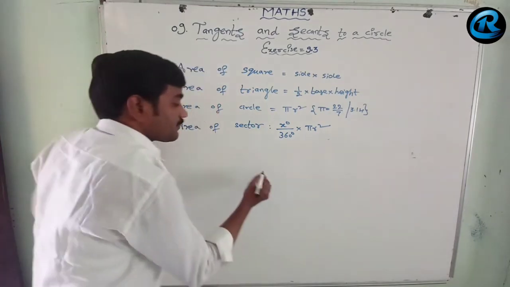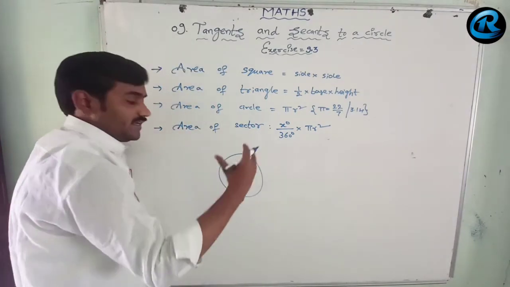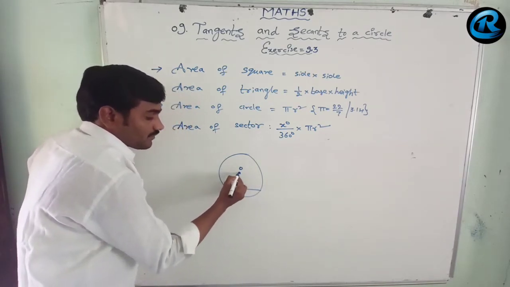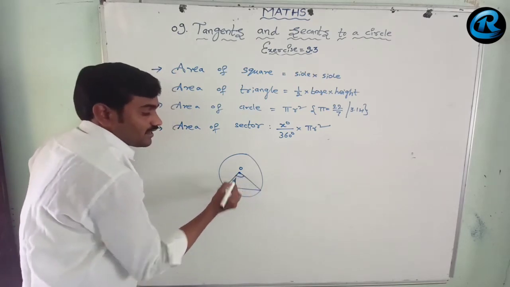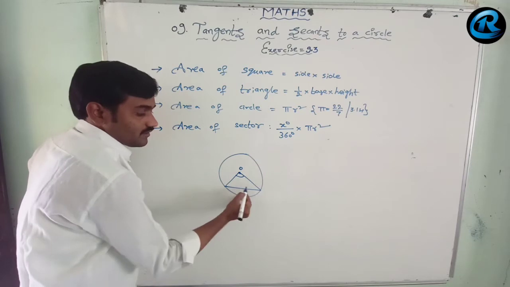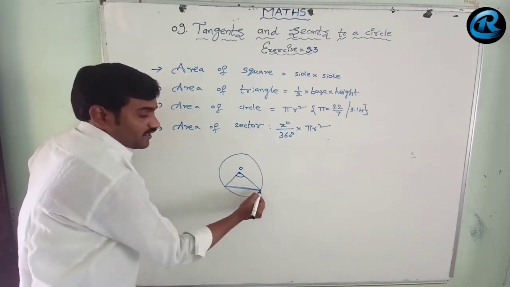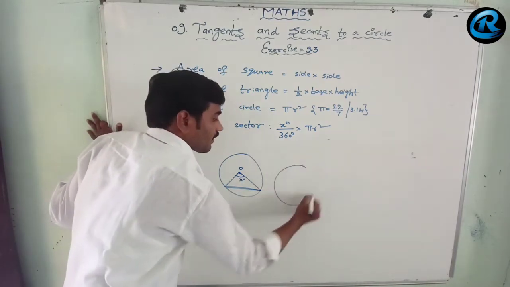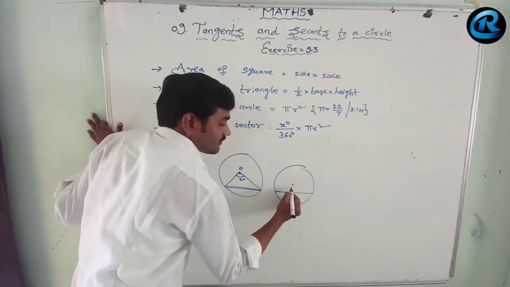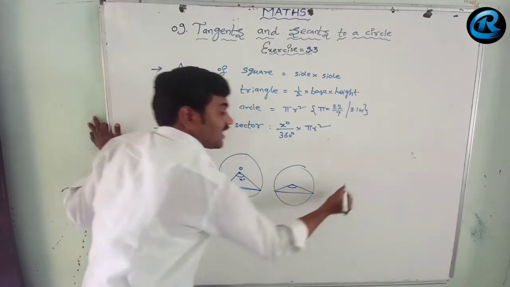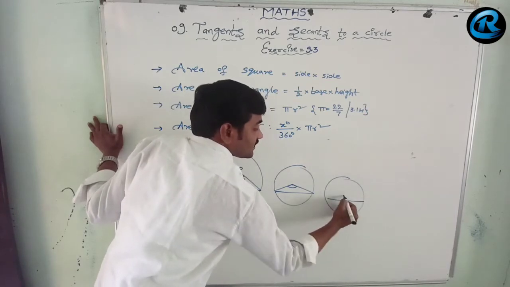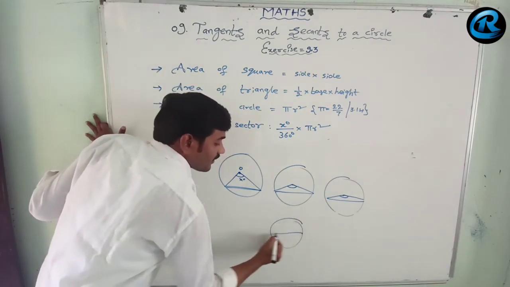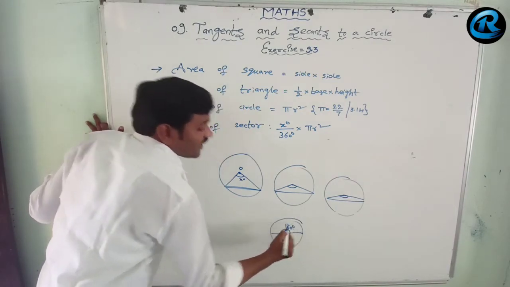Now let us know one thing before going to the area of a segment. Suppose this is a chord and here is the center point O. The angle subtended by this chord is, suppose, x degrees. If the length of the chord increases, the angle also increases. If the chord is a diameter, it becomes a semicircle.